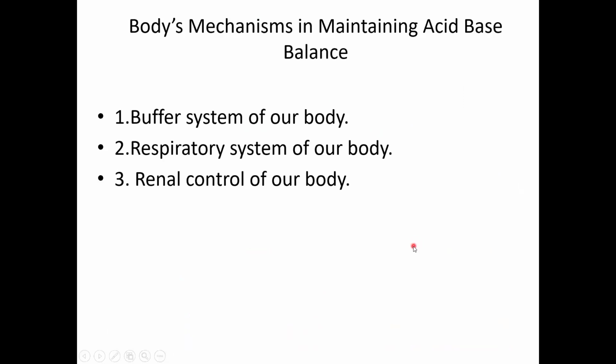So how does the body compensate and fight against such pH imbalances? There are natural mechanisms present in our body. These are mainly three mechanisms: the buffer system, the respiratory system, and renal control. These systems are present in our body naturally. Whenever there are pH shifts or changes, these systems one by one recognize the change, and the body tries to compensate with the help of these natural mechanisms.